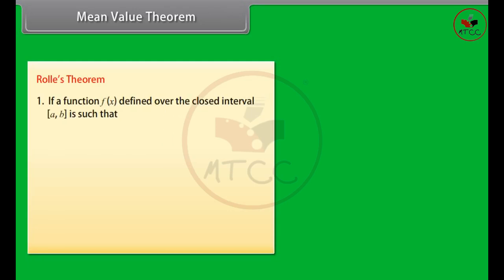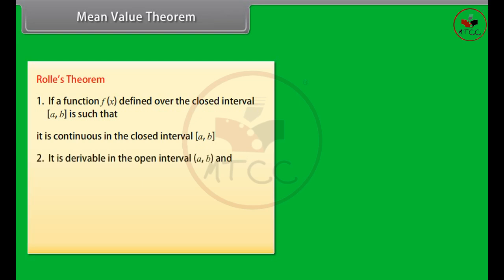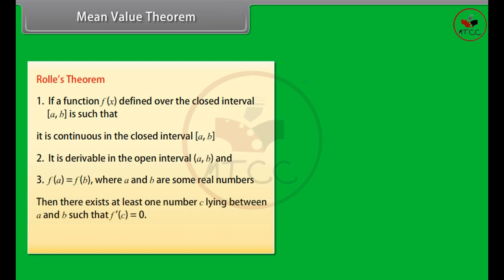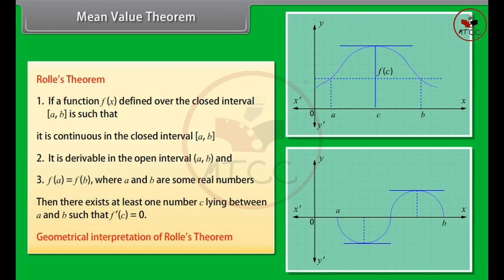If a function f of x defined over the closed interval a, b is such that 1. It is continuous in the closed interval a, b, 2. It is derivable in the open interval a, b, and 3. F of a is equal to f of b, where a and b are some real numbers, then there exists at least one number c lying between a and b such that f dash of c is equal to 0. Geometrical interpretation of Rolle's theorem.